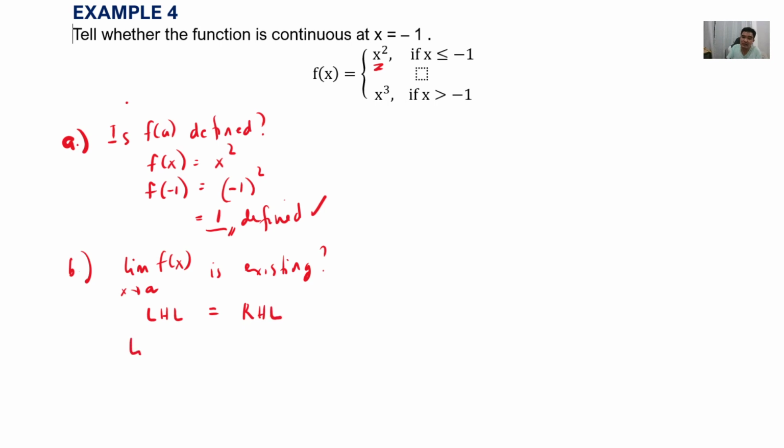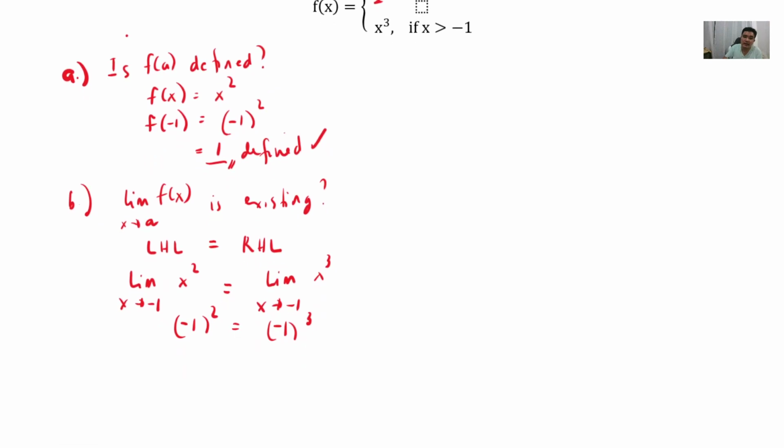Left hand limit natin, so limit ni x squared as x approaches negative 1 should be equal to the limit of your x cubed as x approaches negative 1. So this negative 1 squared should be equal to negative 1 cubed. Okay? Check natin. Negative 1 squared is positive 1. Negative 1 cubed is negative 1. Class, are they the same? No. This is negative, this is positive. So they are not the same. So, condition 2 is not satisfied.